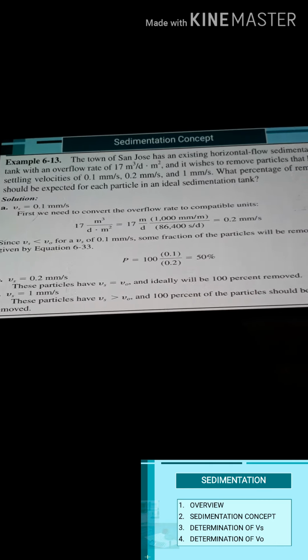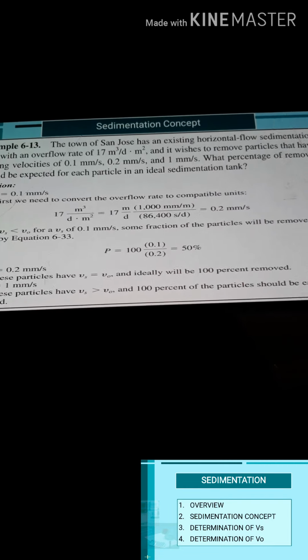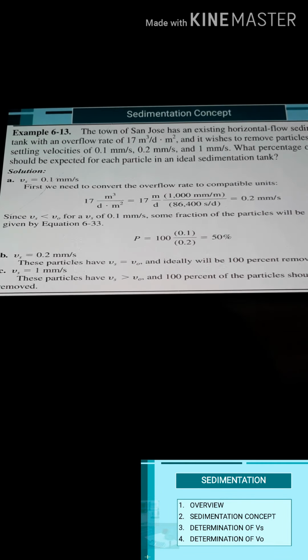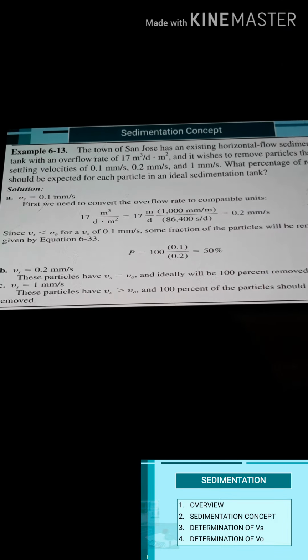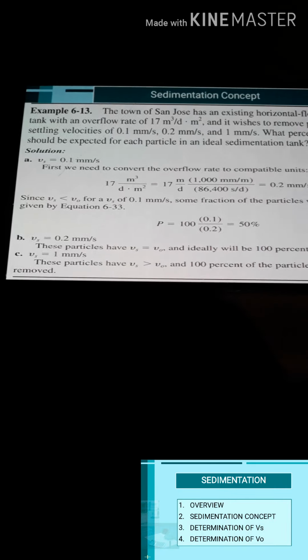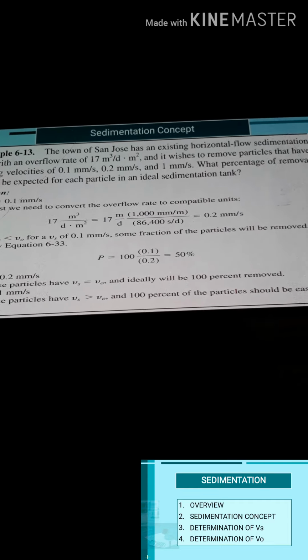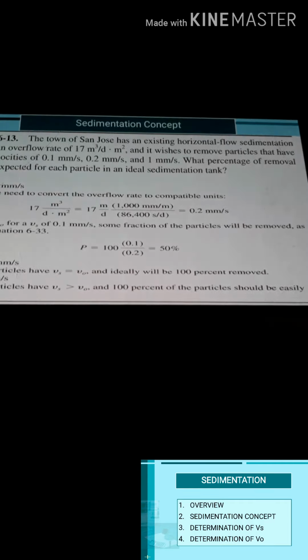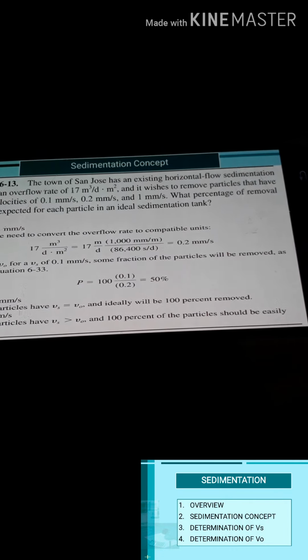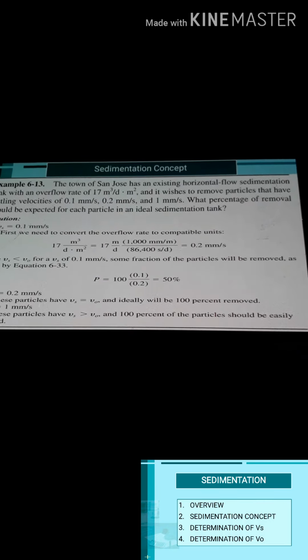So, recall lang ta, ang first natong answer sa atong 0.1, it's 50% removal. For atong B, which is 0.2, 100% removed, or removal, diba? Ang third nato, or ang C, is 1, which is also 100% of particles should be easily removed. So, that ends our sedimentation concept problem on percentage particle removal.